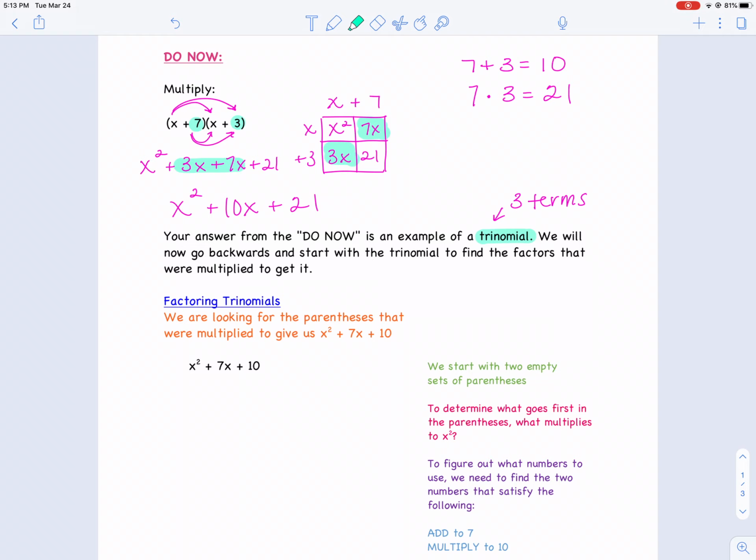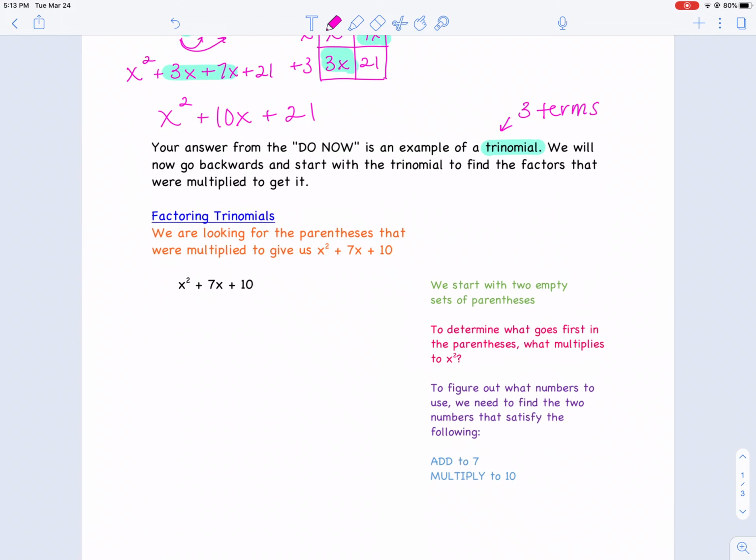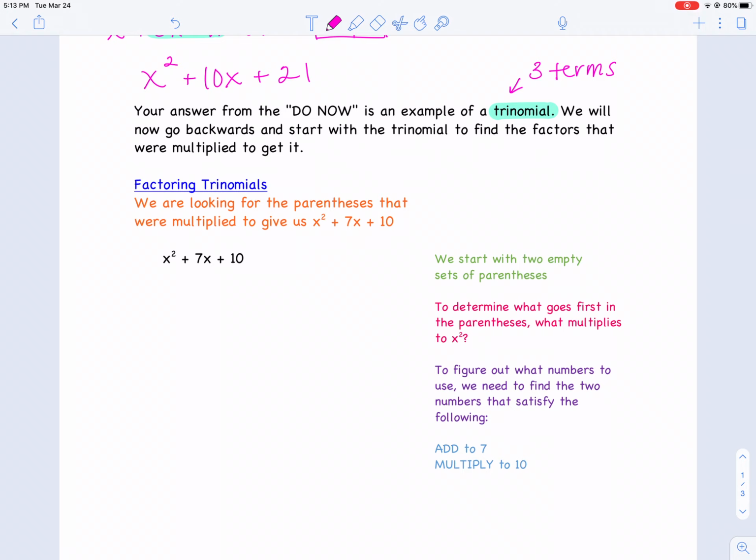When you look down here, it says we're going to look for the parentheses that when multiplied together give us x squared plus 7x plus 10. So here's your starting point. We start with 2 empty sets of parentheses. Remember when we do GCF, we pull out a greatest common factor and open 1 set of parentheses. But trinomials is similar to difference of 2 squares, where we immediately open up 2 sets of parentheses.